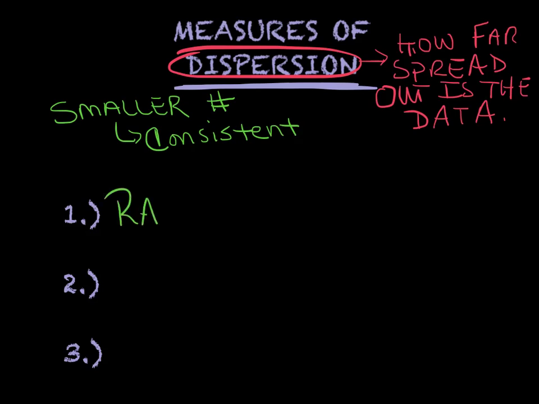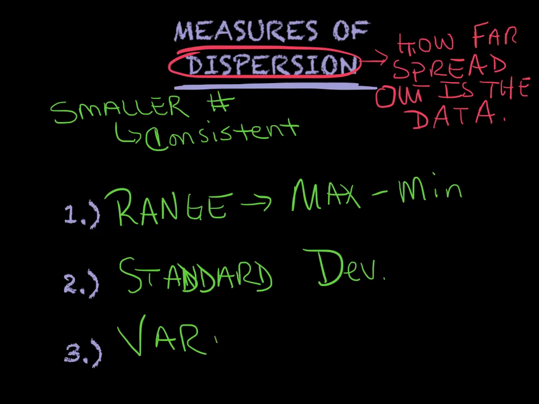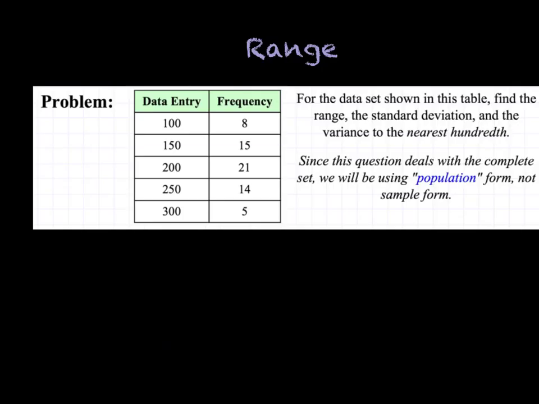The first one is range, and that's the method that comes straight out of third grade. Basically, you're going to take the maximum value in the set, subtract the minimum value, and that's your range. The two real new ones are something called standard deviation, and we're going to look at two different types: a population and a sample standard deviation. The same thing goes for our third one, variance, and there will be two types of variance, one being sample and one being population.